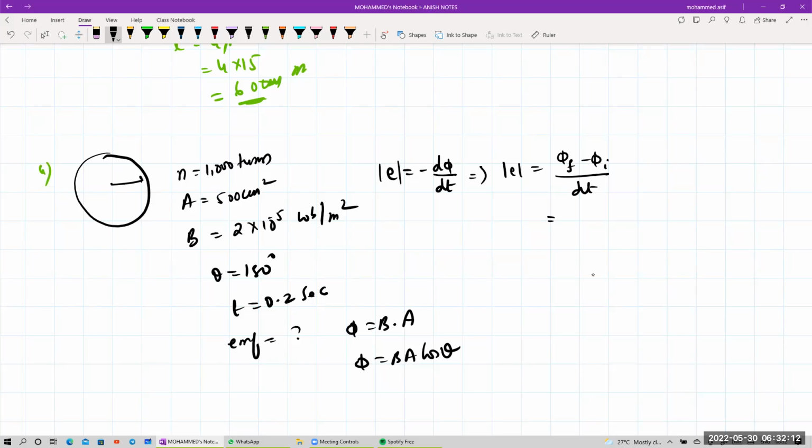Now initially, what is the problem he has told me? A coil has 1000 turns and 500 centimeters square area. The plane of the coil is placed at right angles to the magnetic field. This is the plane. This whole plane I am viewing outward, this is what we call the plane. This one is placed perpendicular to the magnetic field. The area of this coil is in the outward direction. So what is the angle between the two? 90 degrees.